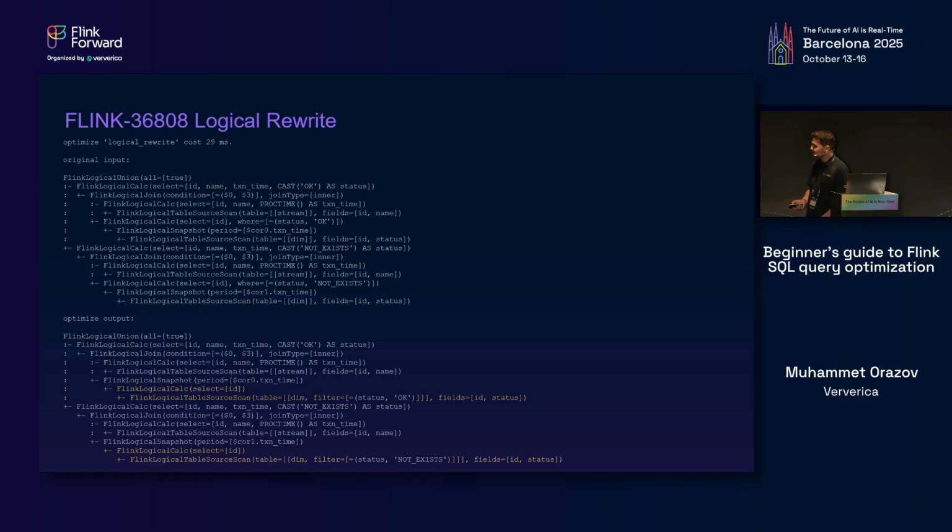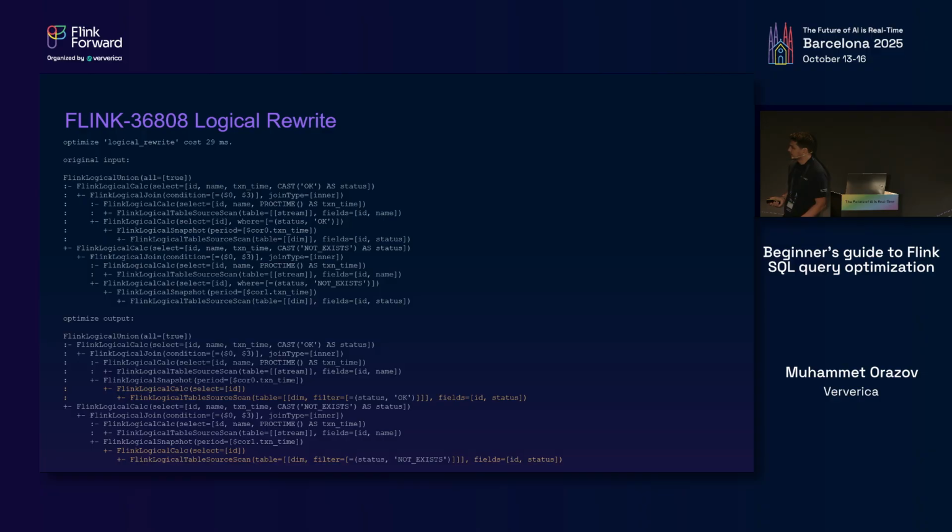Let's continue. I didn't know what was happening, and I had to log every step of the optimizer, what was happening as input comes and output comes. So this is one of the logical rewrite rules. So it looks similar to the plan. So we have the union, and again, two parts for the union. Here we have the select, a logical join with the stream and dimension table, and then a selection for the calc.